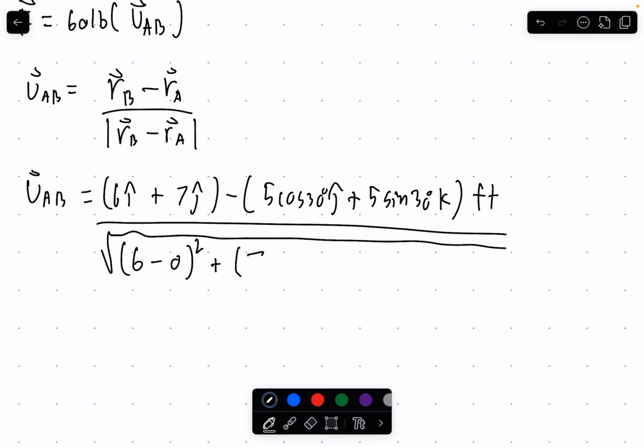Okay, in the j hat direction, we're going to have 7 minus 5 cosine 30 degrees, the j hat direction, squared. And lastly, we're adding the k hat direction. And since our first vector is 0 in the k hat direction, it'll be 0 minus 5 sine 30.